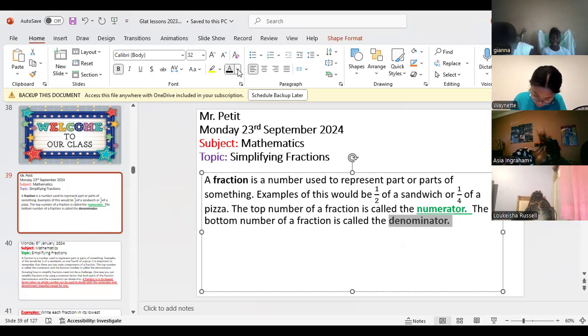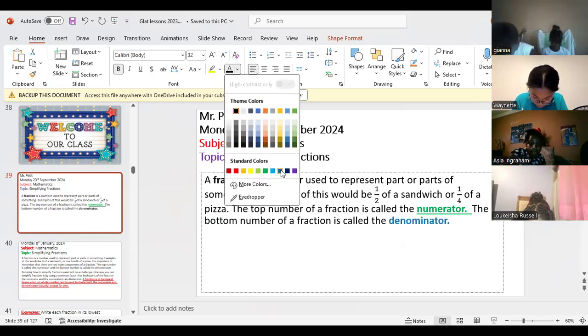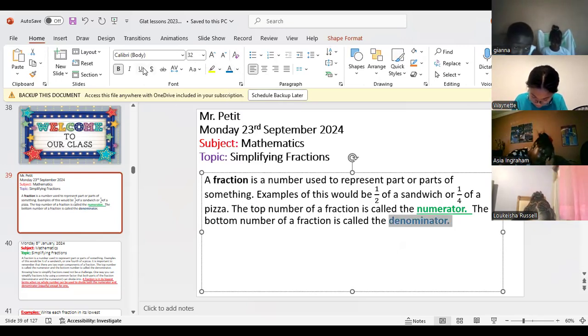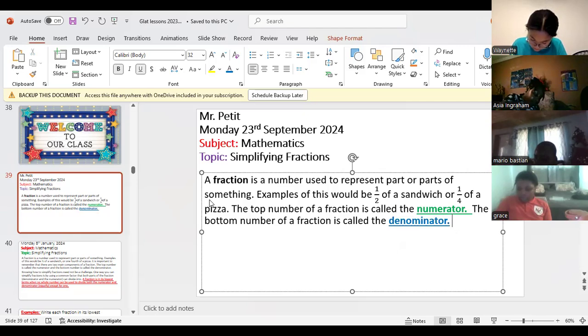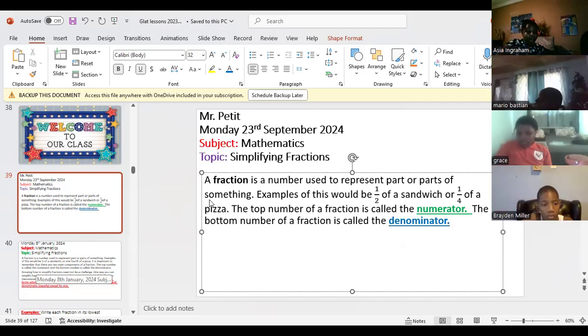So Joel, what do we call the top number of a fraction? The top number is called the numerator. And Grace, what do we call the bottom number? A denominator.